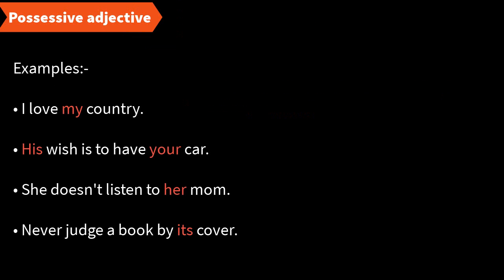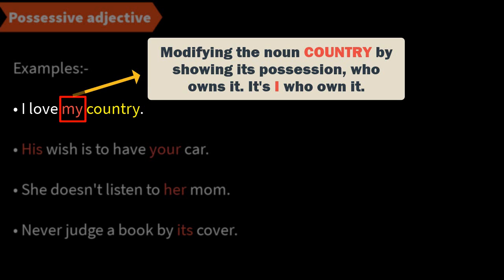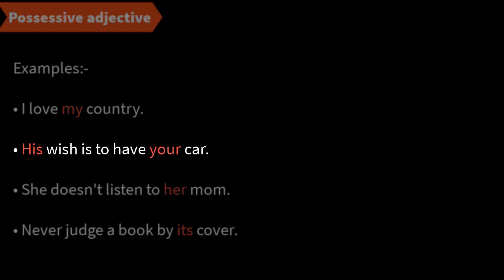Look at these examples. I love my country. My is a possessive adjective talking about the possession of the noun country, right? Who does it belong to? Me, my country. So it's working as an adjective, giving information about the noun country, talking about the possession of the noun country and who it belongs to. That is me, right?